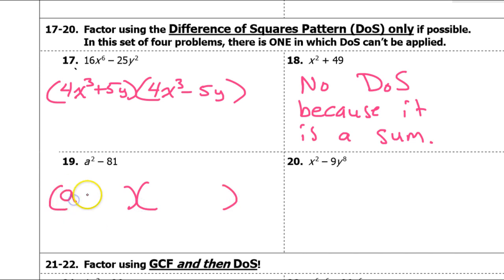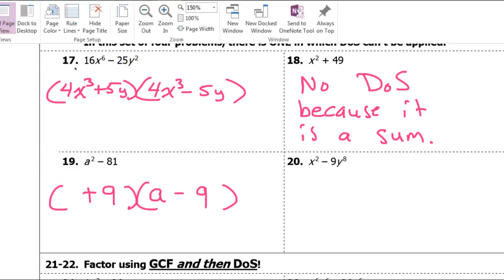Okay, this is going to be a plus 9. Wow, okay, I really wish they didn't use a. And this is going to be a minus 9. Okay, a lot of our a's look a lot like 9s, so this is like the worst possible problem.